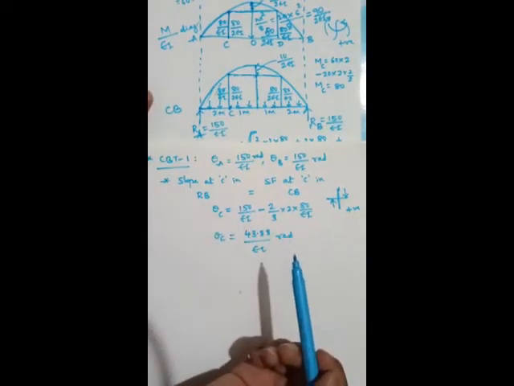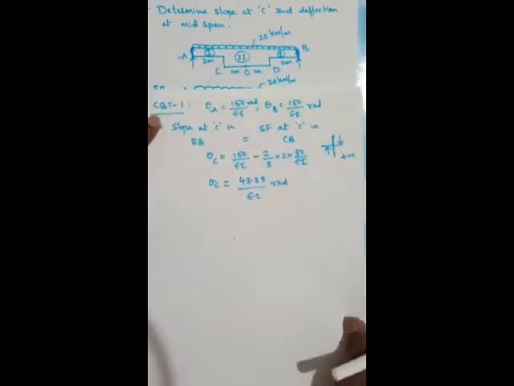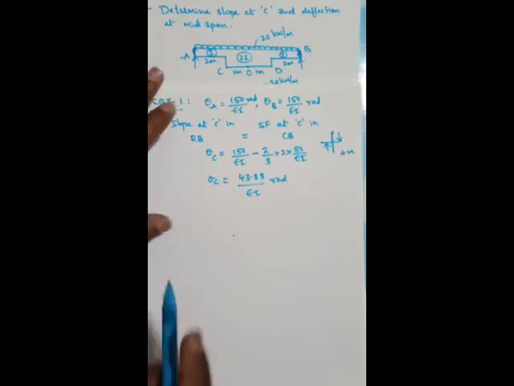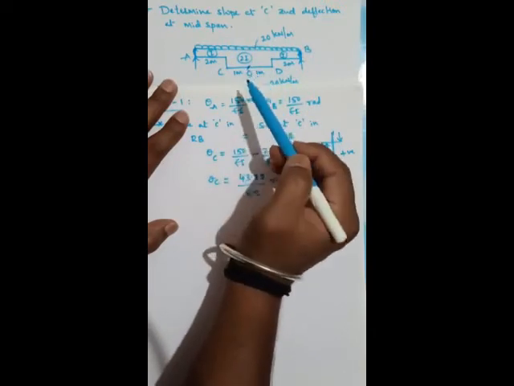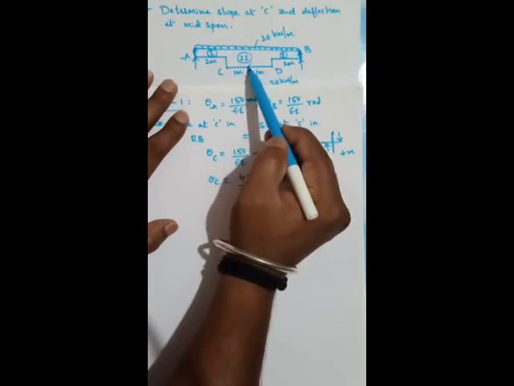So let me tell you one important thing here. You are aware that in the moment area method we discussed one statement. What is that? When the symmetrical loading is there, the deflection will be maximum exactly at the center, and at the point of maximum deflection, the slope will be zero, correct? Suppose in this problem, it is symmetrical loading, so the deflection should be maximum exactly at this point O, exactly at the center, correct? So according to that statement, at the point of maximum deflection, the slope should be zero.